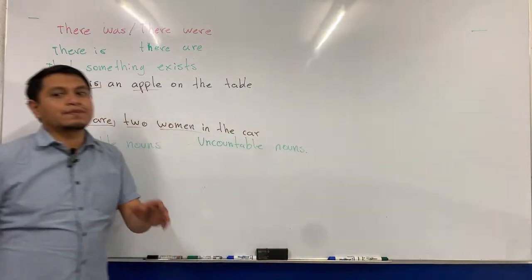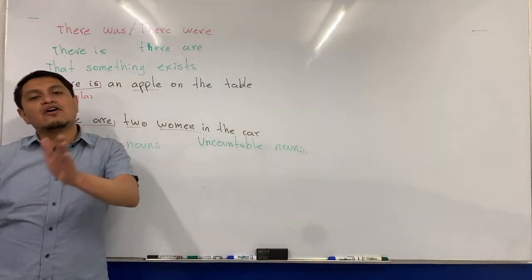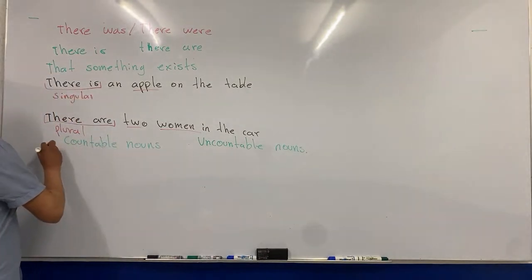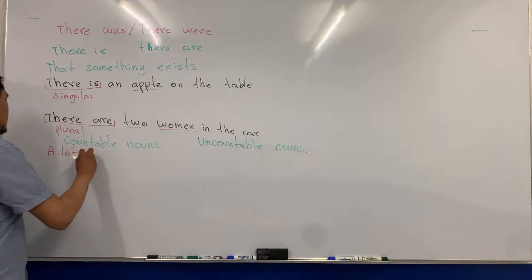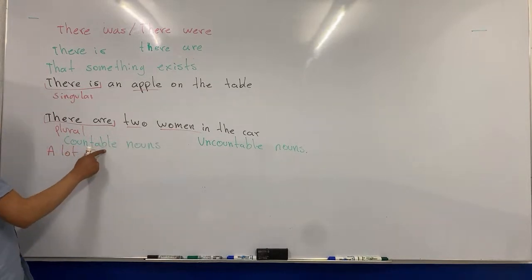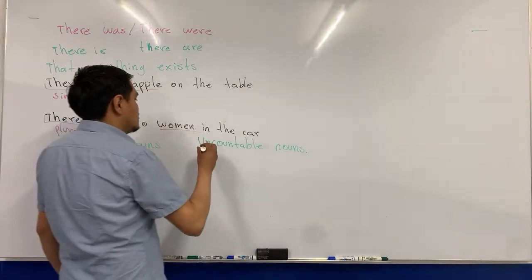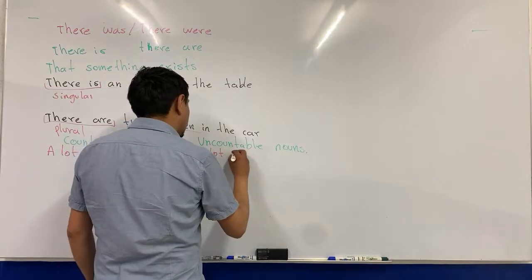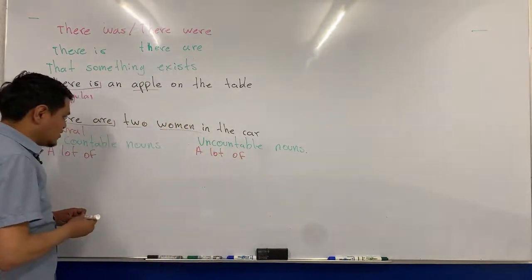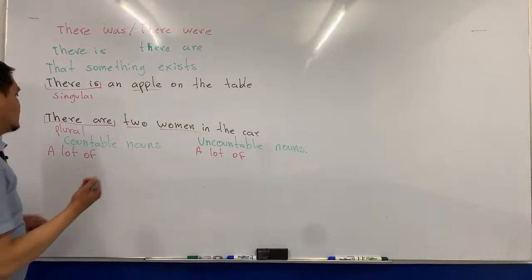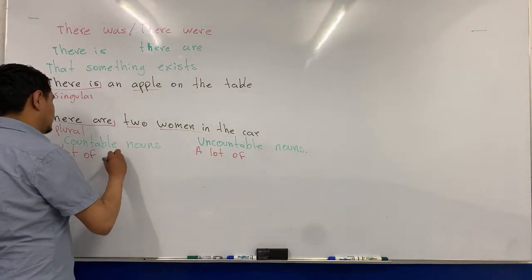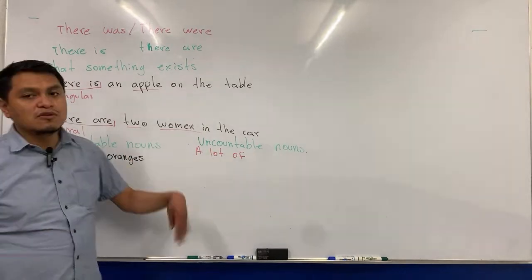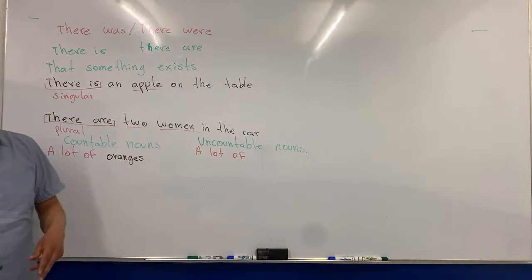Now, we use "a lot of," right? Mucho de, a lot of. We use a lot of with countable nouns and with uncountable nouns. For example, with countable nouns, a lot of oranges. Right? With uncountable nouns, a lot of pollution.